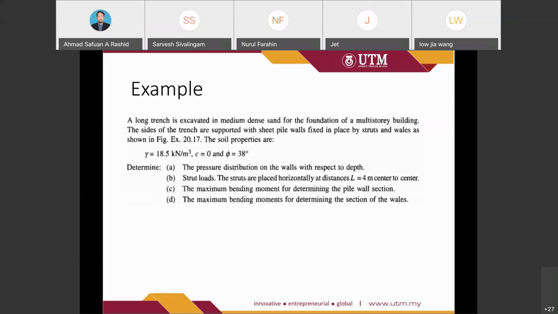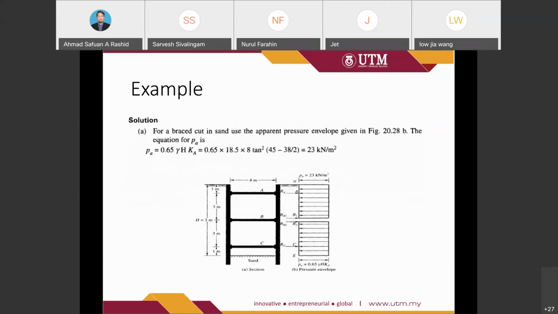So for the sand, okay, this is all the information for the soil properties. Okay. So this is the diagram. This is the side view, the front view of the bracing system. Okay.